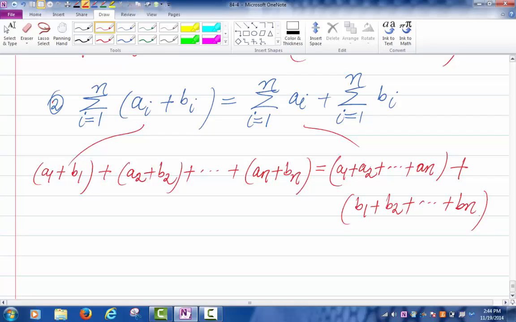How do I go from the right hand side to the left hand side? Well, I'm basically grouping together the corresponding summands, right? So summand 1 from the first sequence of numbers and summand 1 from the second sequence of numbers are grouped together as a_1 plus b_1, right? You see that? So this is just grouping together the summands, nothing else. Is everybody okay with that?